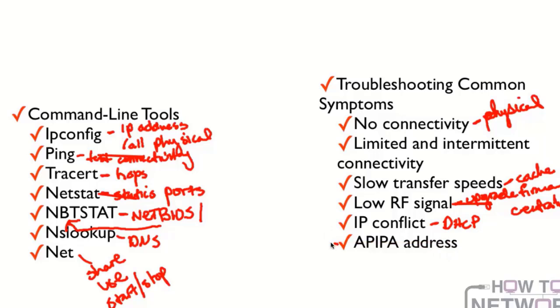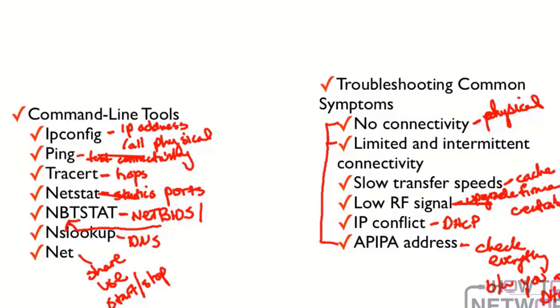And an APIPA address generally means you're not getting connectivity or having limited connectivity. So check everything between you and the DHCP server. If there is a DHCP server, that might be the problem.